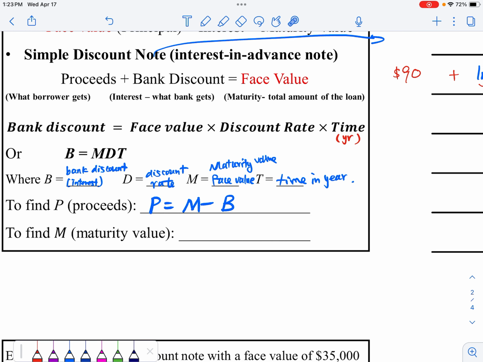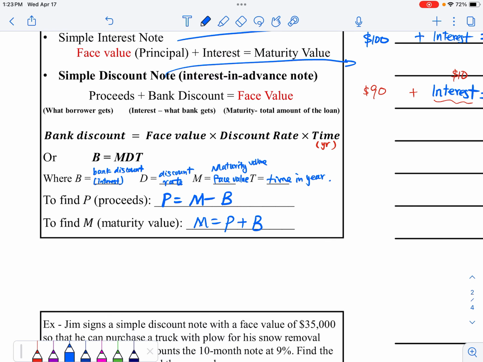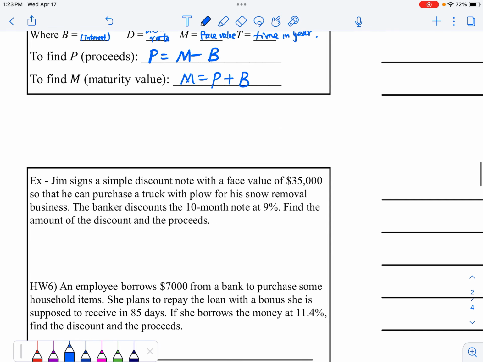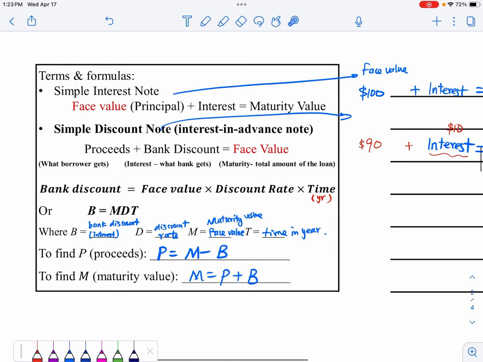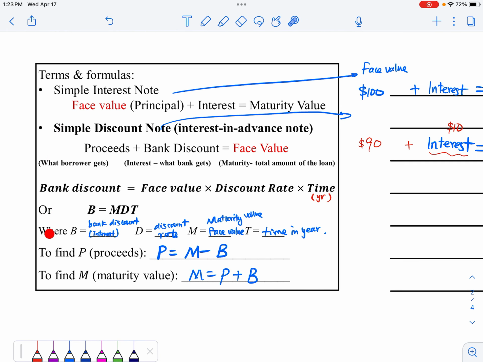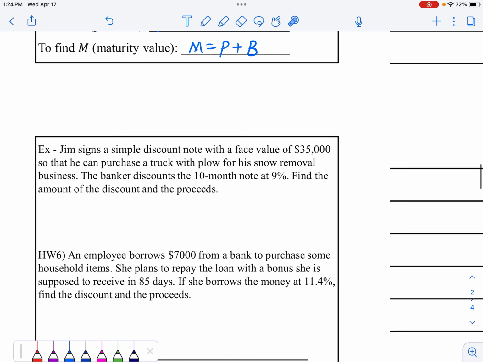Obviously, if you know the proceeds and the bank discount, how do you find the maturity value? Maturity value will be just proceeds plus the bank discount. All right. So it's important that you don't just fly through here. It will be important for you to understand this relationship and the terms.